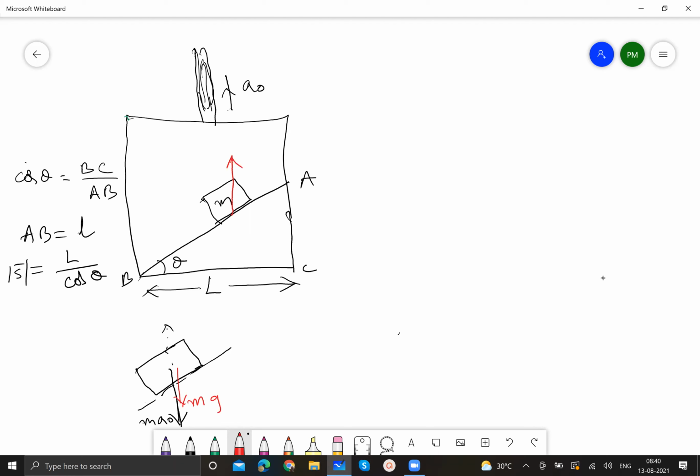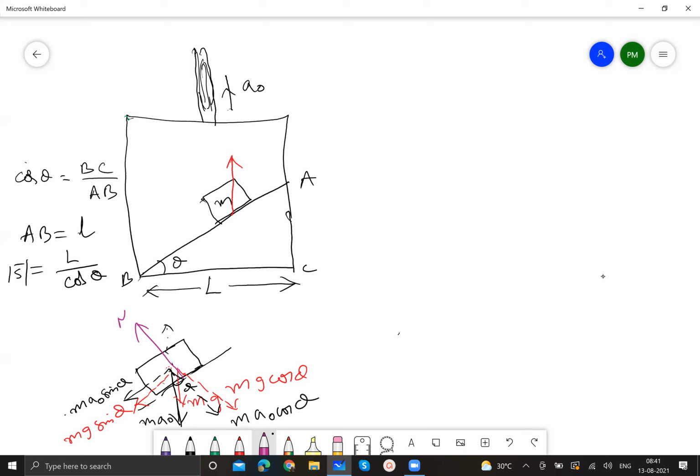So resolving them into components, here this will be M A naught sine theta, because the angle with the vertical is theta here, and the horizontal component due to the weight of the block is mg sine theta, plus the vertical component due to the weight of the block, mg cos theta, and the vertical component due to the force experienced by the block in downward direction due to the upward motion of the lift is m a naught cos theta, and this will be the normal reaction.